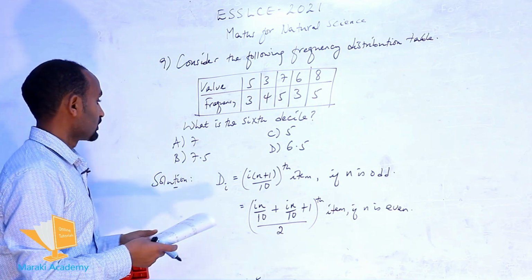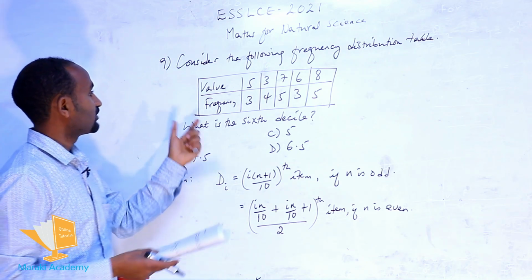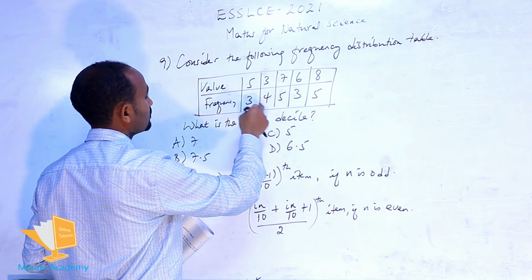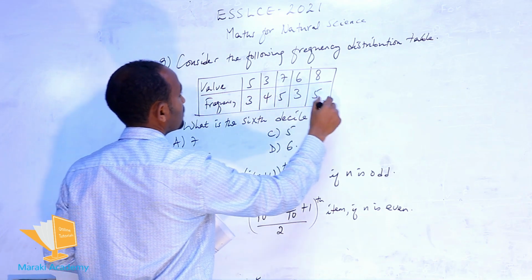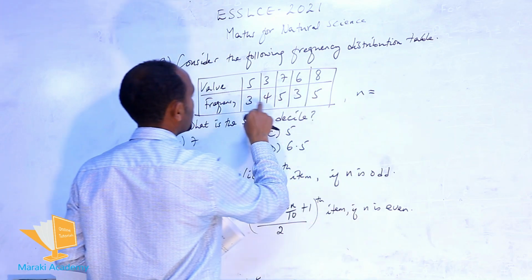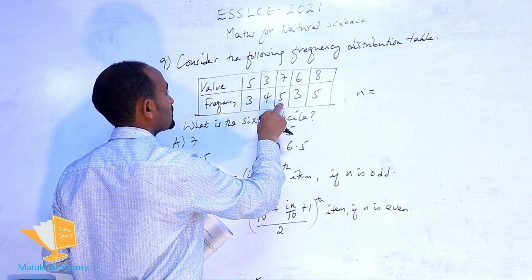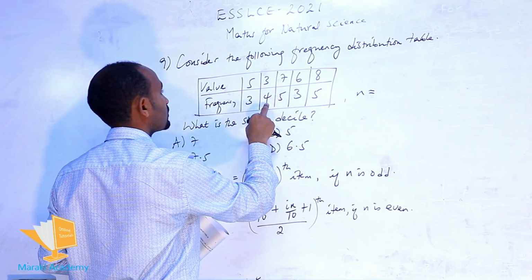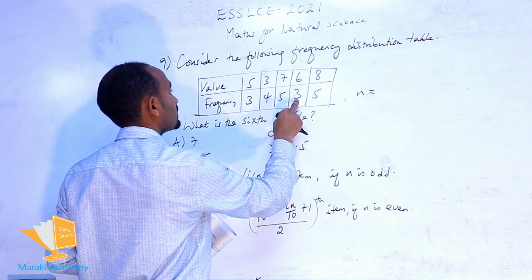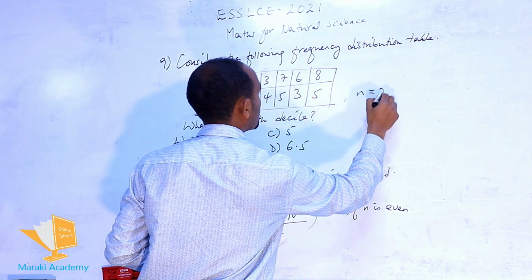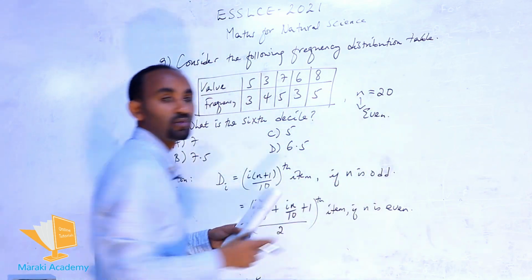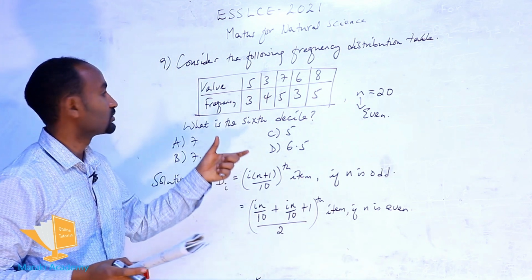The way we do that is we have a total of how many values, with frequencies 3, 4, 5, 3 and 5. A total of n equals 3 plus 4 plus 5, 11, plus 3 plus 4, 7, plus 5, 12, plus 3, 15, plus 5, 20. So n is even, right? We have an even number of values.